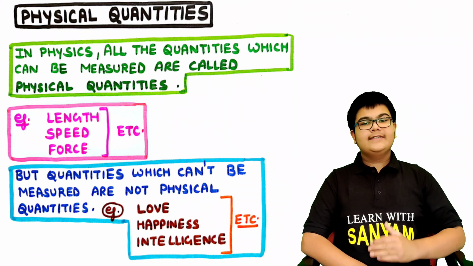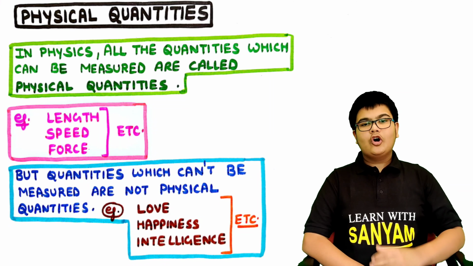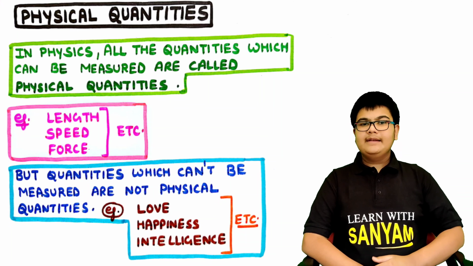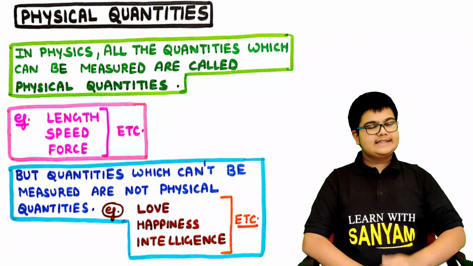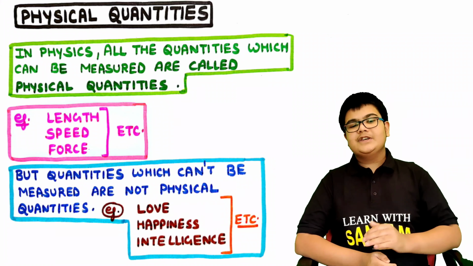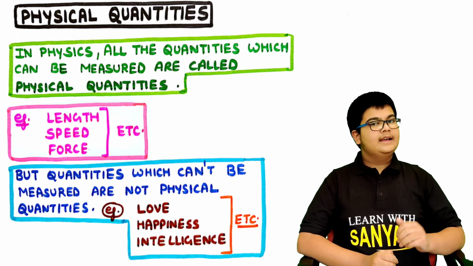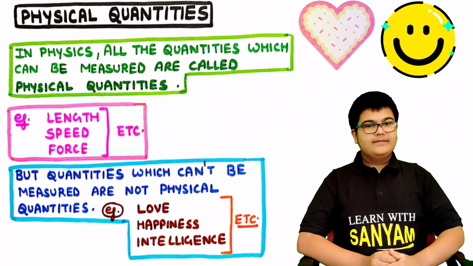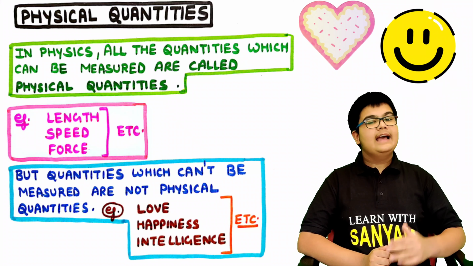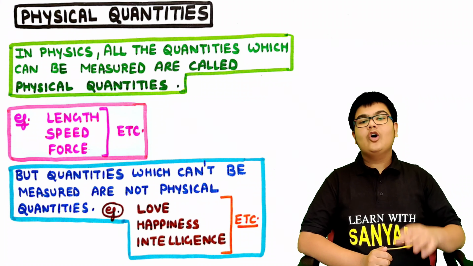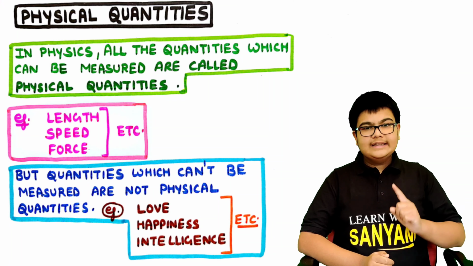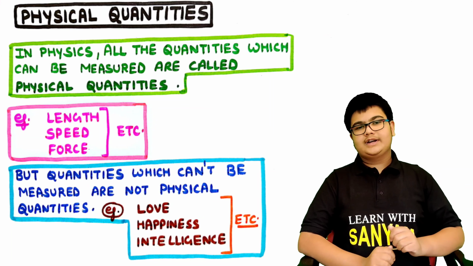First, let's understand physical quantities. In physics, all the quantities which can be measured are called physical quantities. For example, length, speed, force, etc. So we can measure all these quantities. But quantities which cannot be measured are not physical quantities. For example, we cannot measure love. We don't say that I have 4 kg of love. So love cannot be measured. Similarly, happiness, intelligence, sadness, all these things cannot be measured. That's why they are not physical quantities. So only the quantities which can be measured are called physical quantities.